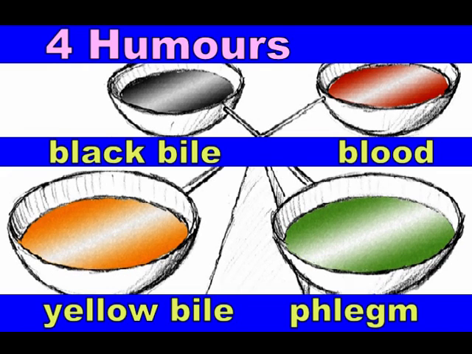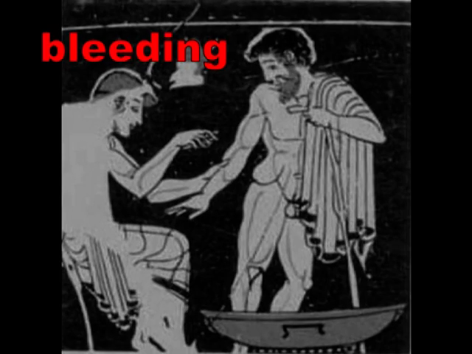To treat these conditions, medicines could be used to cause vomiting for boils and to bring up phlegm. But the most common treatment was bleeding, which as late as the 18th century was done by barber surgeons.